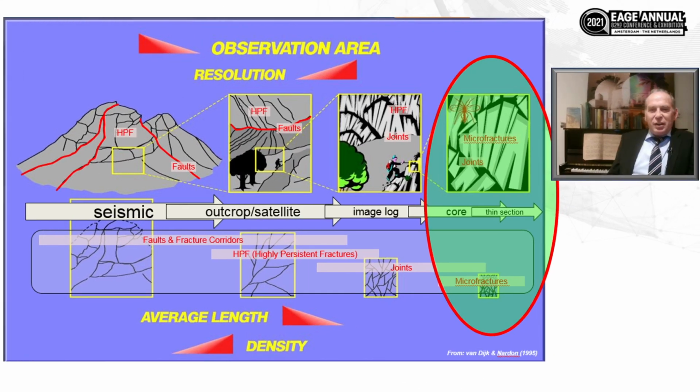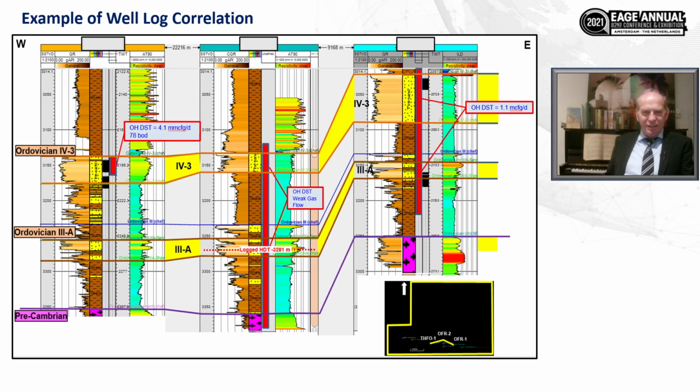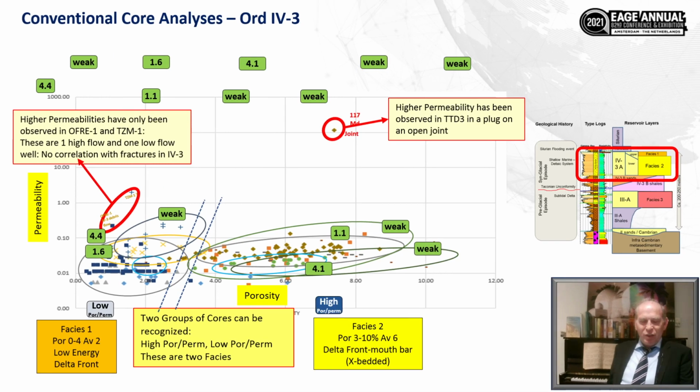So let's take a look at the data available on microfractures and joints and fractures in the small-scale domain. In this well correlation panel, we can see that the reservoir units are consistent and can be traced over large distances. So here a porosity permeability cross plot for the top Ordovician unit, and we can clearly see low permeabilities, wide ranges in porosities, and we can distinguish two different phases.